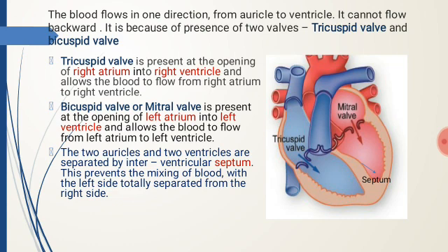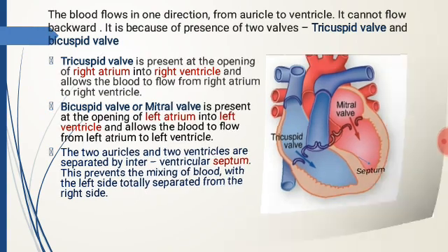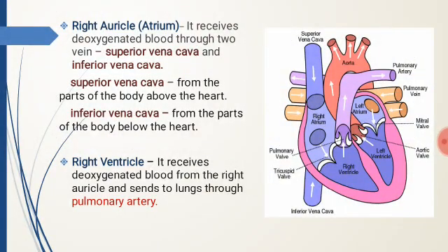A muscular wall separates the heart into left and right parts. It is called the septum. It prevents the mixing of blood, with the left side totally separated from the right side. Let us study the 4 chambers in detail.